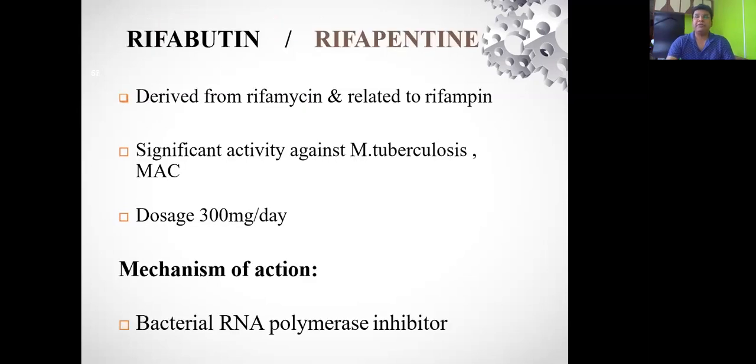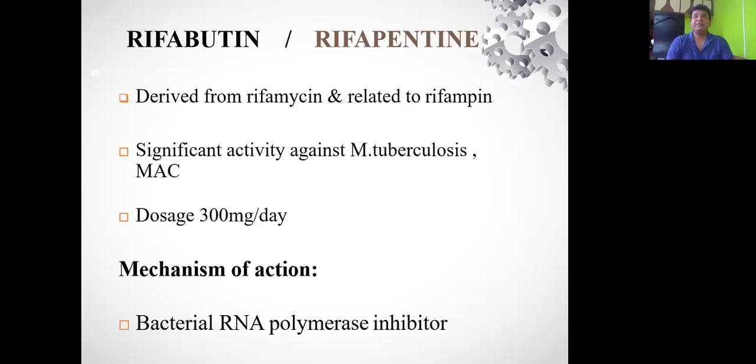And apart from that, if you look at rifabutin or rifapentine, they are derivatives from rifamycin and are related to rifampicin. They have significant activity against Mycobacterium tuberculosis as well as Mycobacterium avium complex. They have a similar mechanism of action to rifampicin, that is, they act by inhibiting the bacterial RNA polymerase.